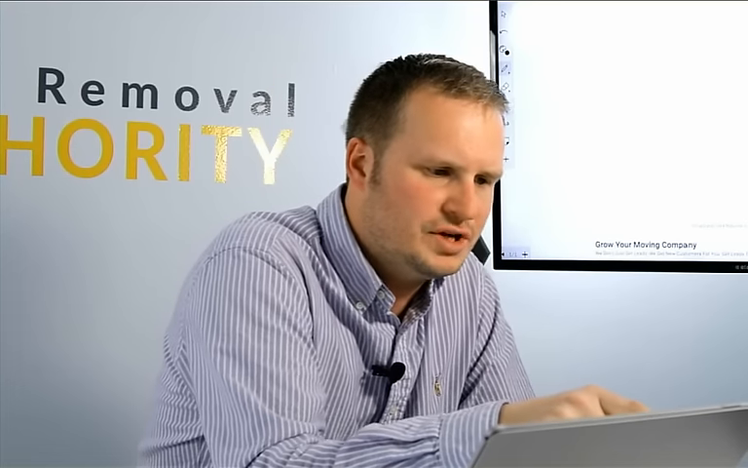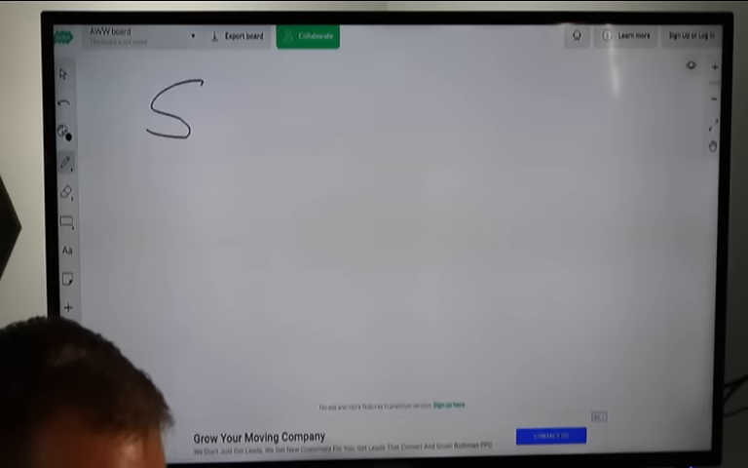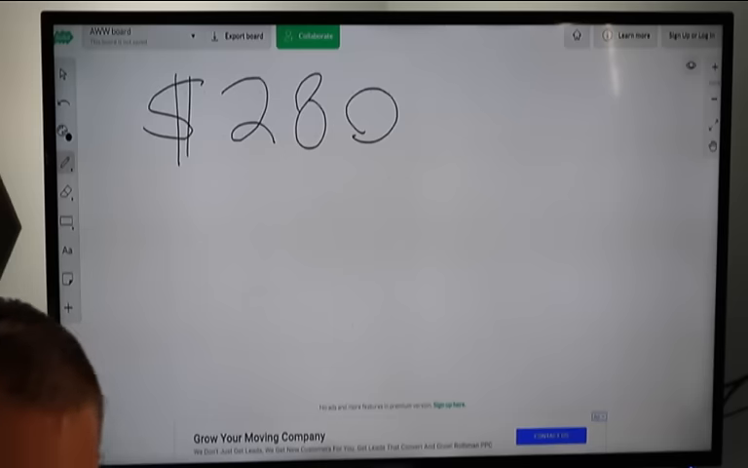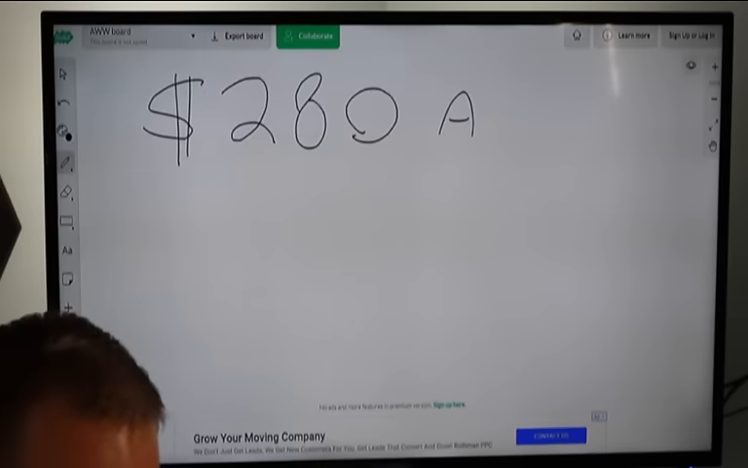Why price and sales is so important should be pretty obvious at this point. The higher you can get that price, let's just do this number. Let's say, for example, the average of most locally owned junk removal companies get per job is $280. You have $280 is the average price you normally get, average charge.